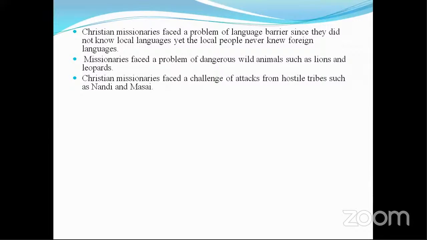We are saying Christian missionaries faced a challenge of attacks from hostile tribes such as the Nandi and the Maasai. The Christian missionaries, of course, did not actually find a soft landing. These people were attacked by the different tribes that never wanted to see them. The Nandi did not want to look at these people, and in fact, they thought that some of them were even ghosts, because of the way they looked, their skin color, the way they dressed, their hairstyle. So the Nandi, the Maasai, the different African groups decided to fight them. So it was so hard for them to convince these Africans to change from their traditional religion to Christianity.